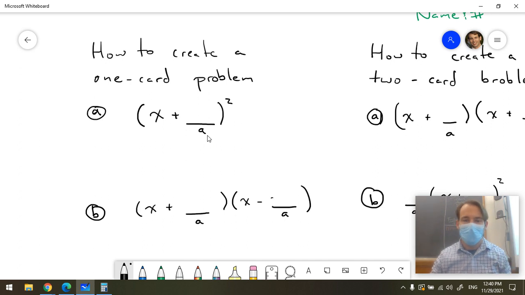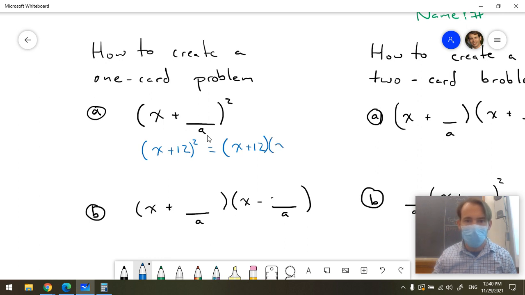Queens are worth 12. So what we would do is we're going to create something like this or something like this. We have two options. So I'm going to do this one. If I say x plus 12, that's my queen, then I'm going to square that. That's equal to, and then I'm going to expand this as a repeated multiplication.